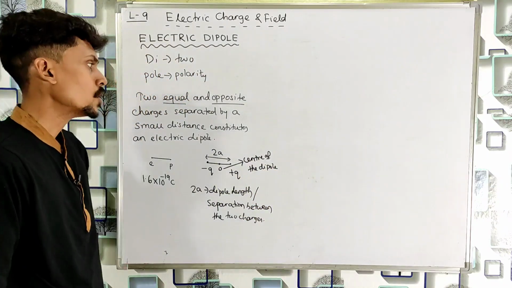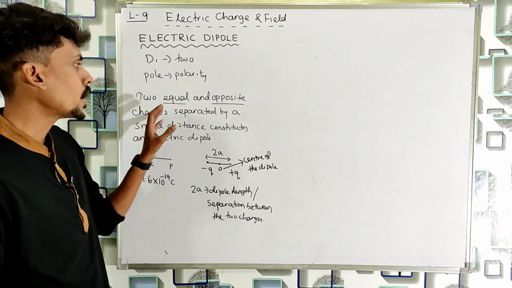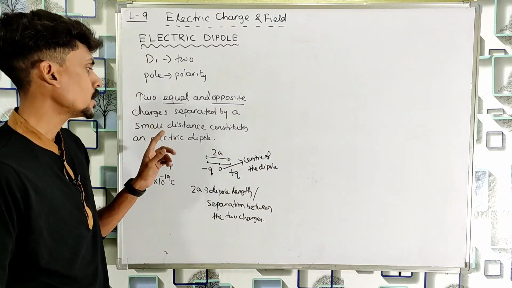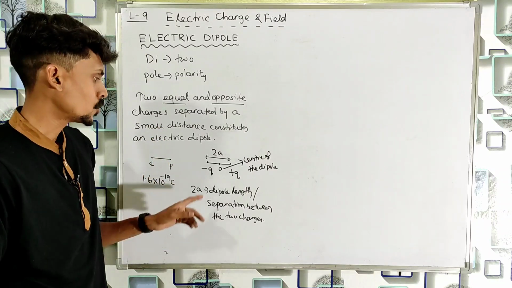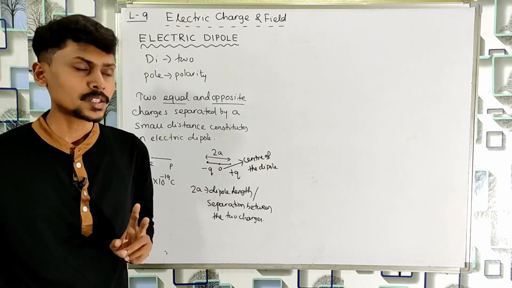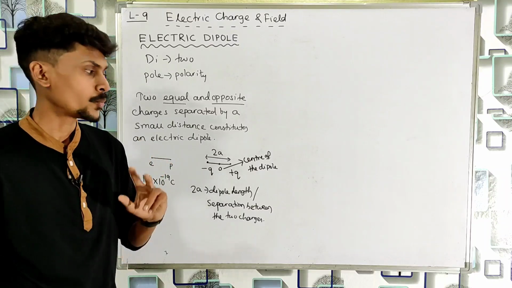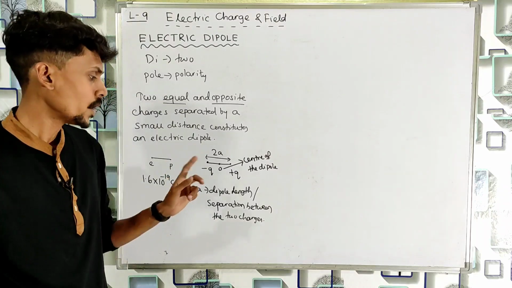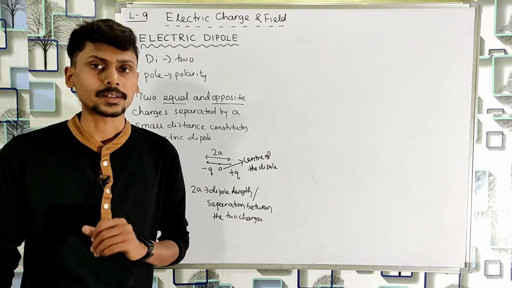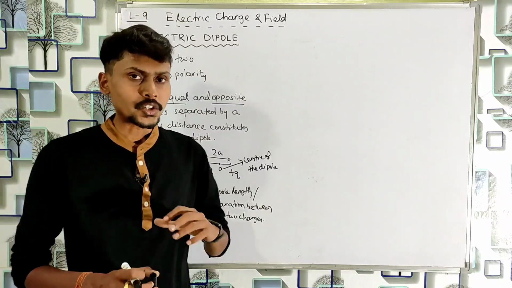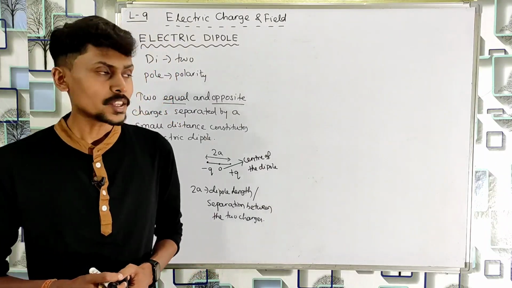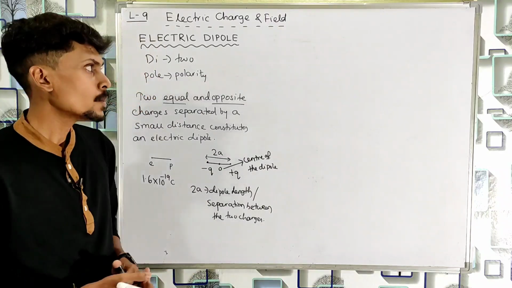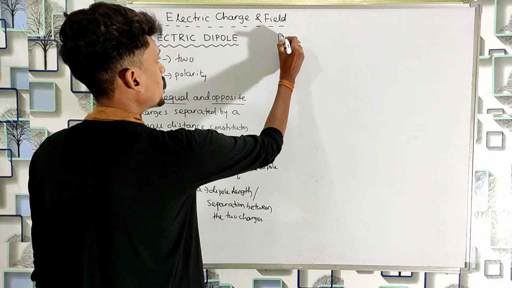Is that clear? So remember that two equal and opposite charges separated by a small distance constitutes an electric dipole. Minus q and plus q are the two charges having equal magnitude and opposite polarity, and the separation between them is 2a. 2a is known as the dipole length. Now the strength of this electric dipole is measured by a quantity. The name of the quantity is dipole moment.